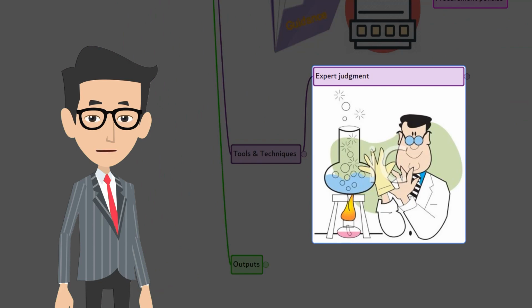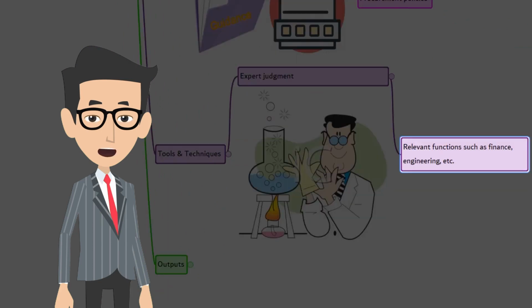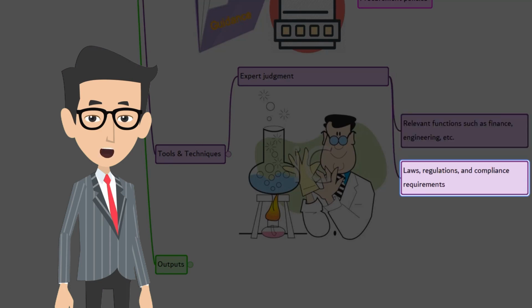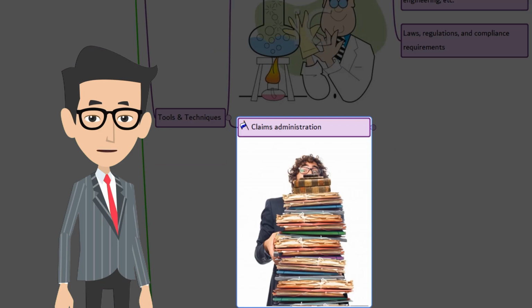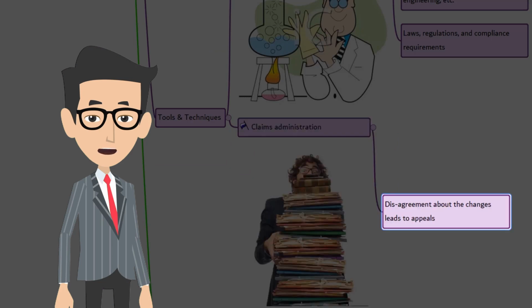The experts for this process can be from relevant functional areas such as finance, engineering, design, development, supply chain management, etc. Laws, regulations, and compliance requirements, claims administration. Generally, the contract documents cover change management between the buyer and the seller.